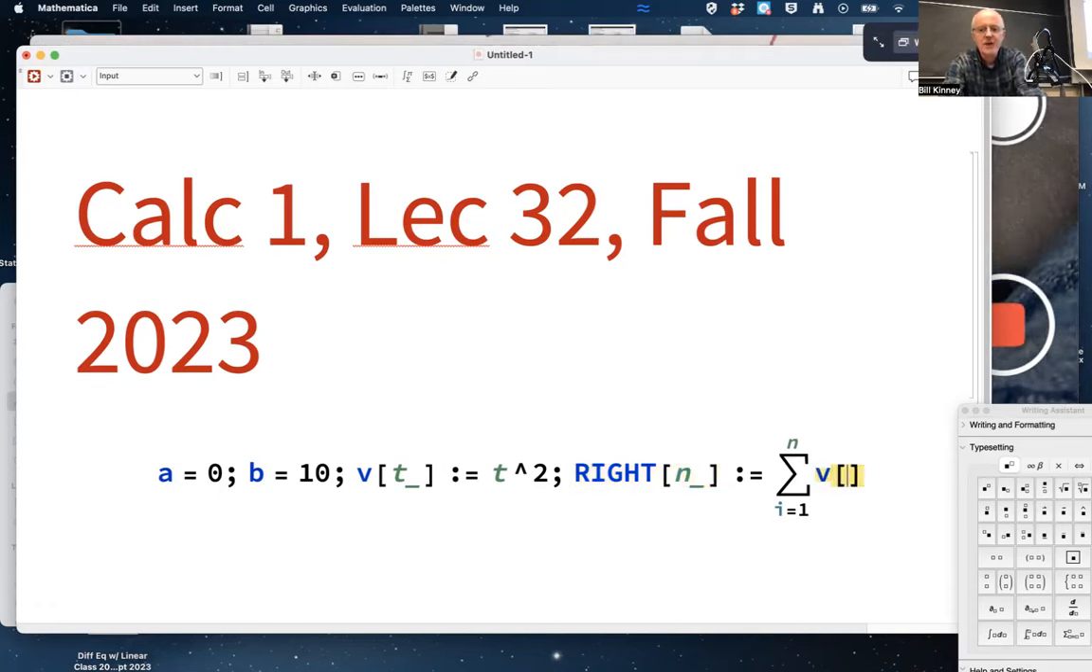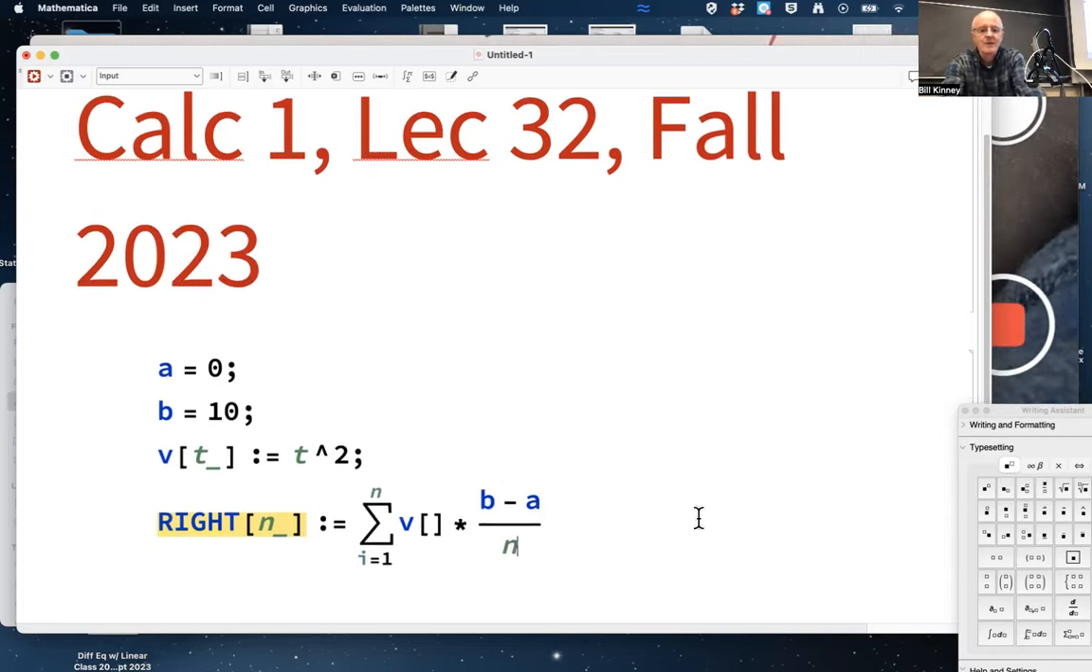There's going to be a value of the velocity times delta t. I need to add a bunch of areas of a bunch of rectangles. What's delta t? It's b minus a over n. But what goes inside the velocity? That's the hardest part. Do I just put a t? Well, Mathematica doesn't know what the t is. That would be a problem.